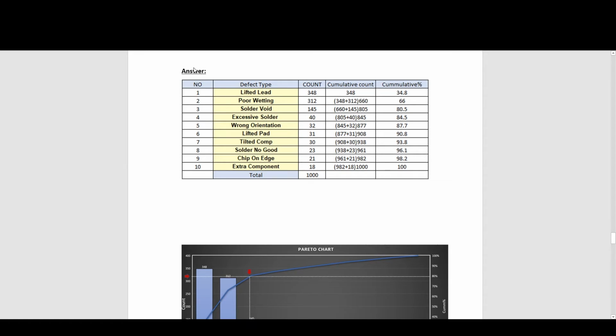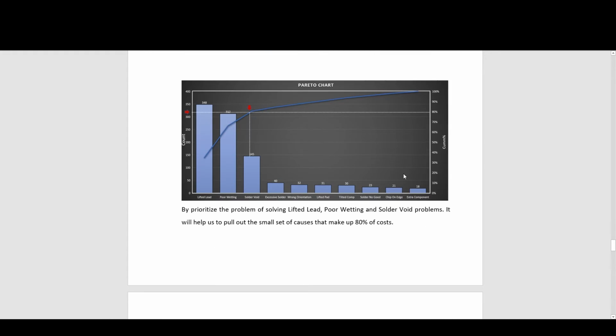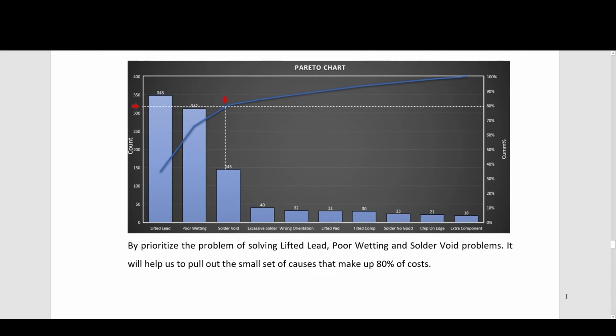So after we have all this table, we're going to go to Excel and import all this data, and then from there we can insert a Pareto chart. So after Excel has generated the Pareto chart, it will look like this, right?